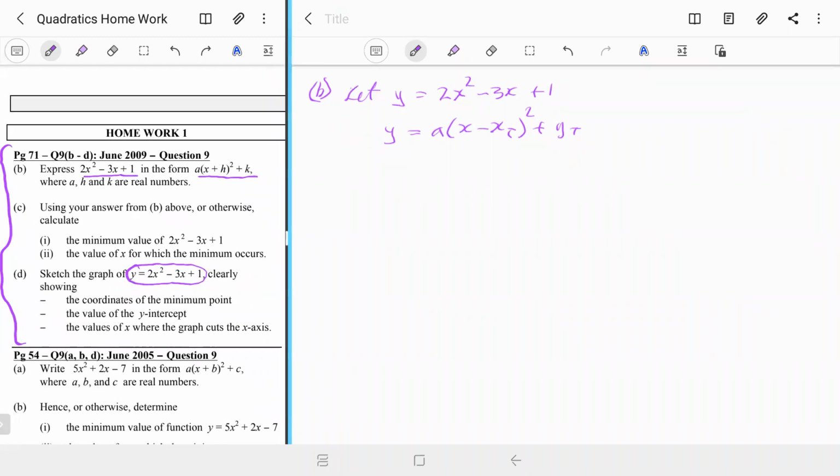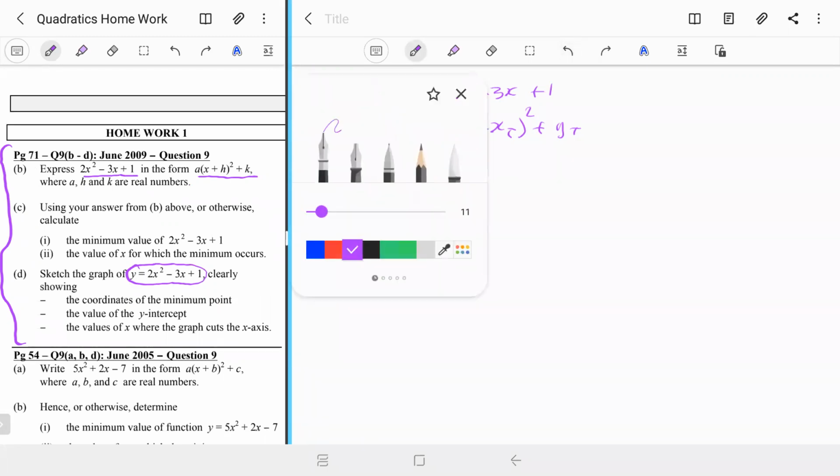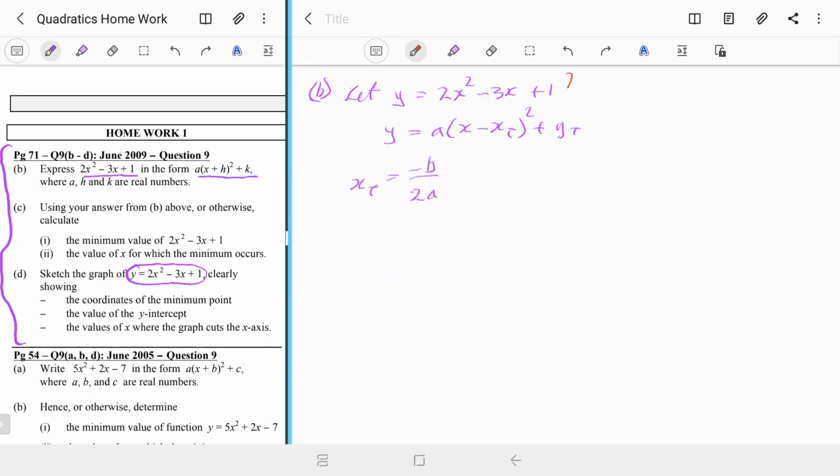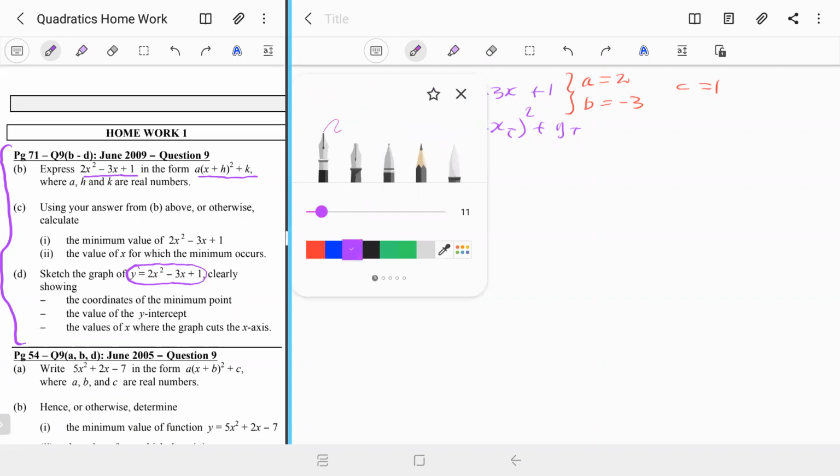The xt that goes here, same formula, is minus b divided by 2a. So we need the a and the b, which we get from the standard form up here. The a is equal to 2, and the b is the coefficient of x, which is -3. The c is the constant term, which is 1. We use those values of a, b, and c to calculate xt and also yt.